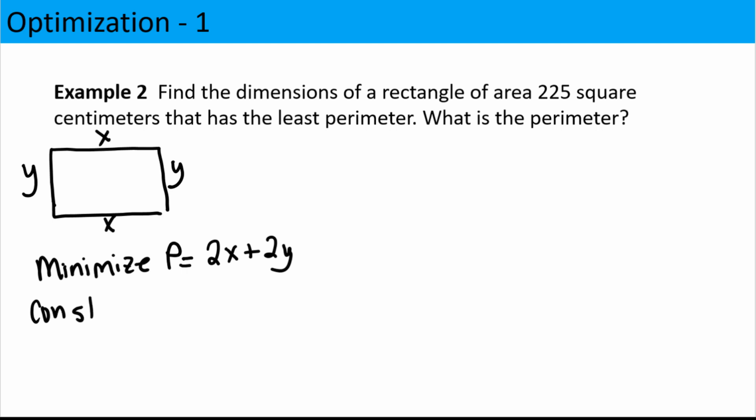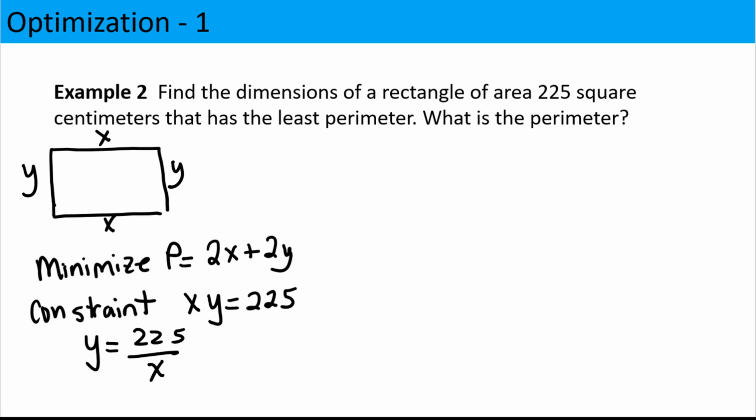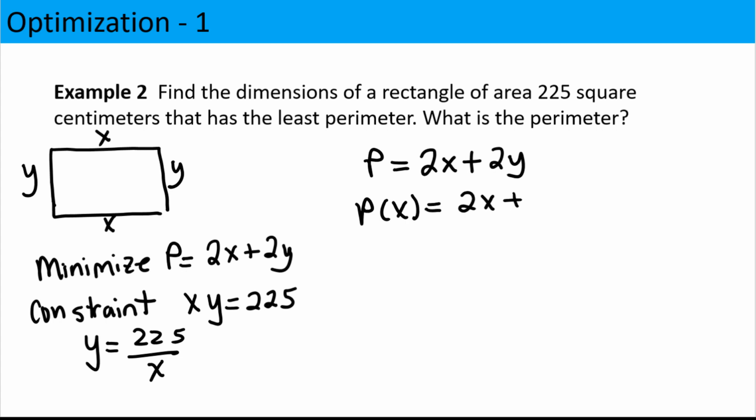A constraint given in the statement of the problem is that the area, which we know as x times y, is 225. Now we're going to go ahead and solve for y, so we get 225 divided by x, and that's equal to y. We need our objective function in terms of one variable, so we'll take the perimeter, which we know as 2x plus 2y, and to make it a function of x, P of x equals 2x plus 2, and where the y was, we'll replace it with its equivalent x form, which would be 225 divided by x.